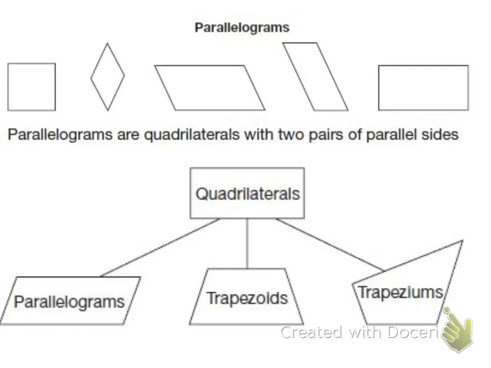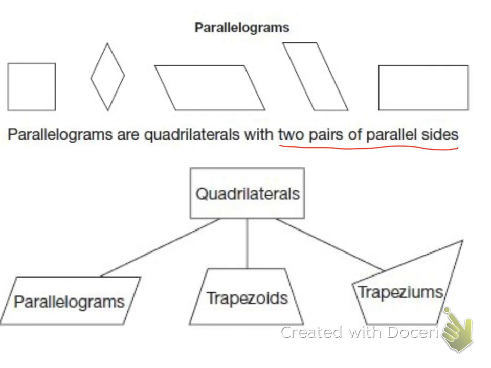Okay, so one way quadrilaterals are sorted is by parallel sides. Remember, parallel sides run parallel, or the same direction, and remain the same distance apart. These are pictures of parallelograms. Parallelograms have 2 pairs of parallel sides. Why don't you write it down? 2 pairs of parallel sides.